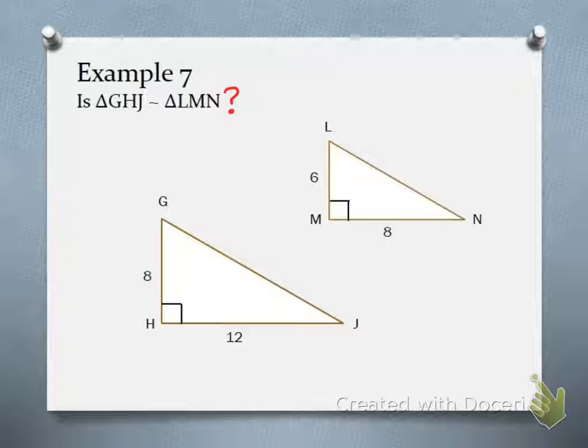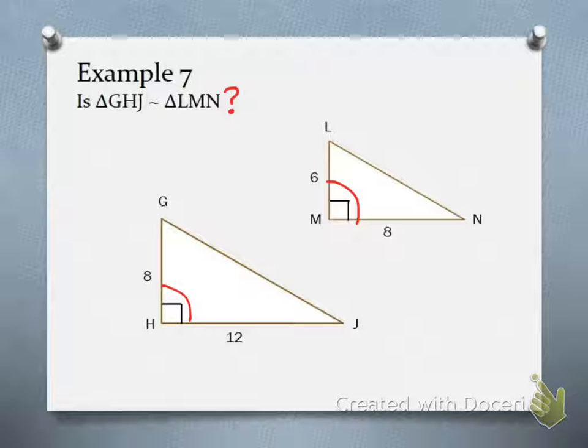All right, what's one thing we notice about these triangles that is important? We got right angles in both of them. So we definitely have a pair of congruent angles. We could mark them with an arc also if we want to. Those angles are definitely congruent because all right angles are congruent. So then we need to figure out if the sides are proportional to each other.